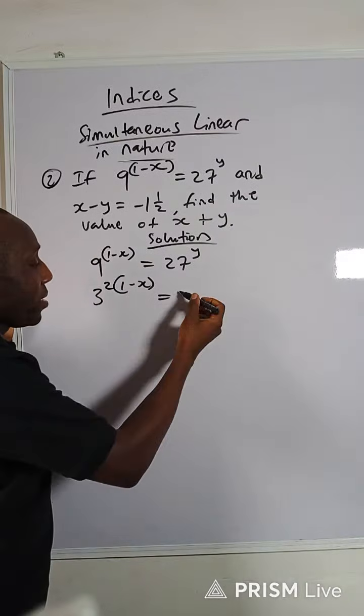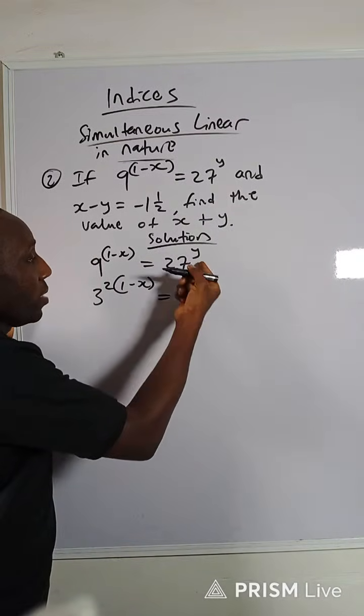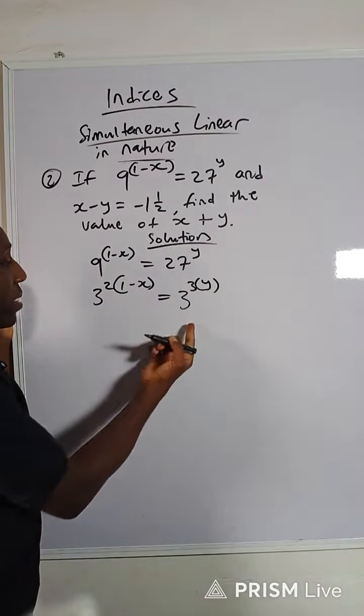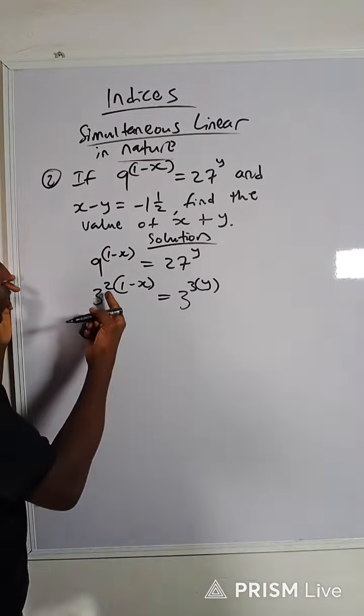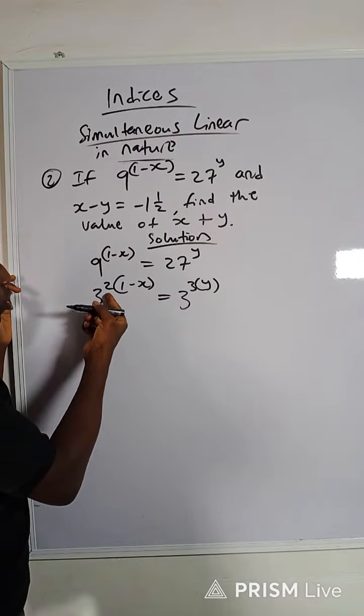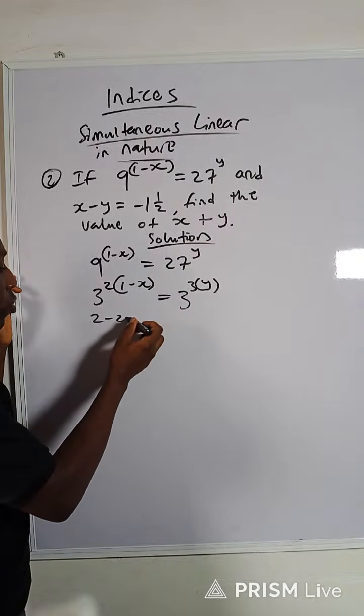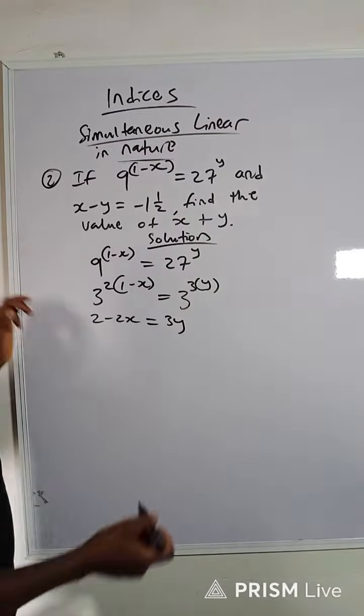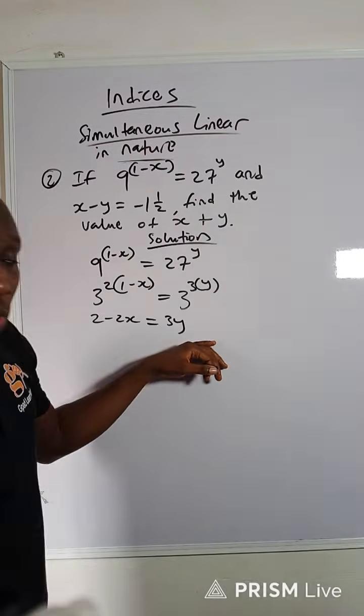27 is what? We can write it as 3 raised to the power of 3, then times the y already existing here. You see that? So now they have the same base. I will just equate the exponent. So I have 2 times 1, that's 2. 2 times negative x is negative 2x. And then 3 times y is what? 3y. So you see, I have this linear equation.